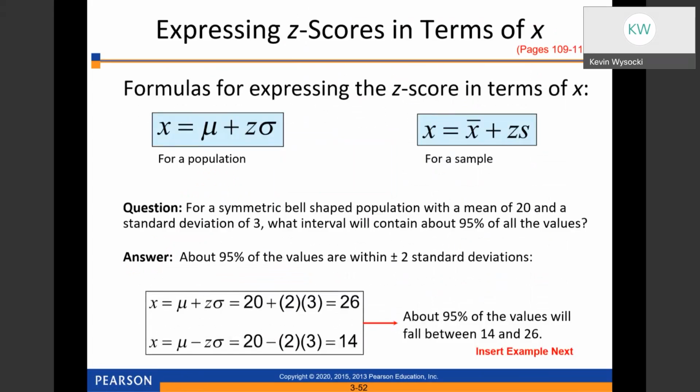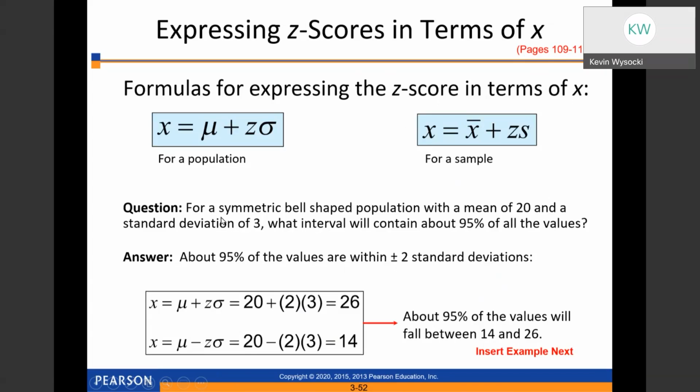So what we want to do is express X in terms of the average, the Z score, and the sample standard deviation. So if we rearrange the formula for the z-score, maybe if we look at the sample one on the right, z is equal to X minus X bar over the sample standard deviation. If we rearrange that equation, cross multiply and add, we get this equation on the right.